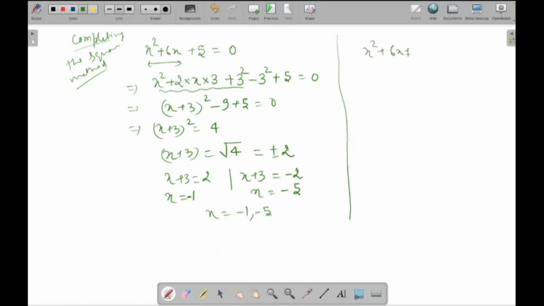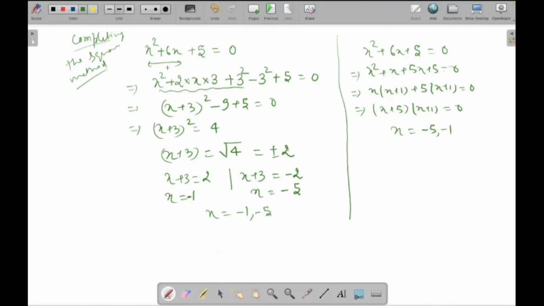Why? Because x square plus 6x plus 5 is 5. When I factorize, I will get only 5 into 1. So what I'll do is I'll write 1 x square plus x plus 5x plus 5 equals to 0. And this will be x plus 1 plus 5 x plus 1 equals to 0. And this will become x plus 5 into x plus 1 equals to 0. And x equals to minus 5 and minus 1.